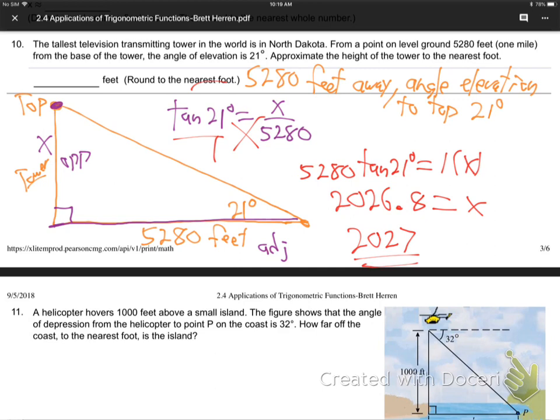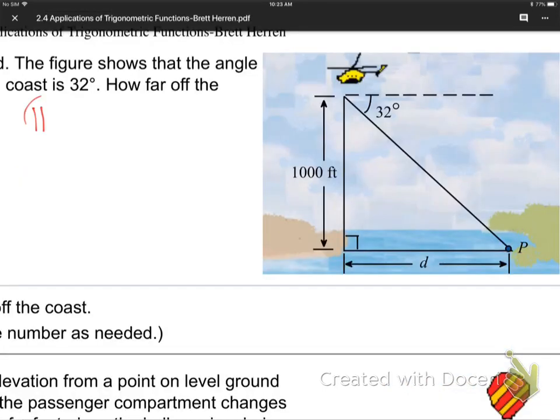Good? I'm going to move on. Okay, so number 11. Basically, the same kind of thing. They want me to find D, the distance at the bottom of that triangle. It's a right triangle. So, how are we going to do it?